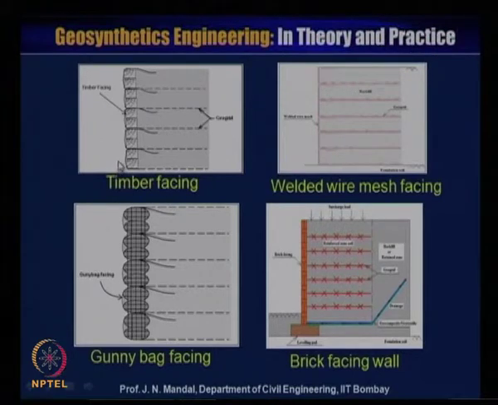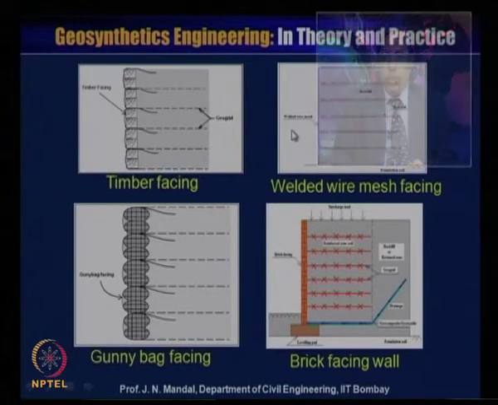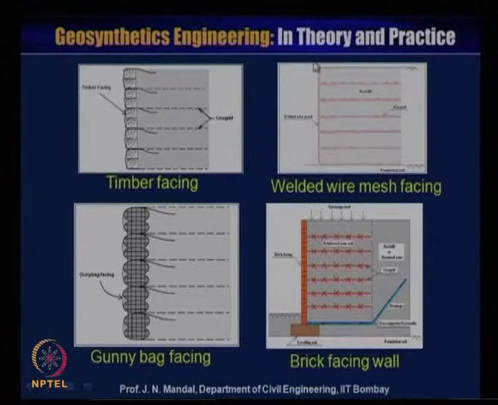There are many more like that. Timber facing has also been used in the US, where timber is locally available. They provide the timber and then wrap it with geotextile material like this. So you can construct the wall with timber as a facing. You can also use welded wire mesh facing. Sometimes you can place the geogrid material like that, and you cannot keep it open, so you can provide welded wire mesh here.